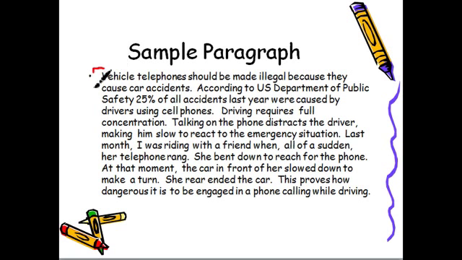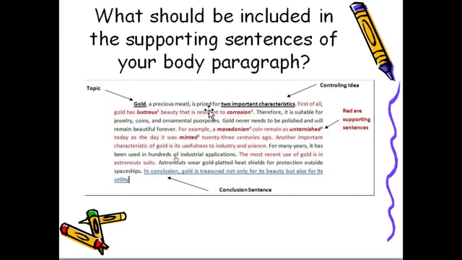As you can see from the paragraph in front of you, the topic sentence is clearly placed at the beginning. "Vehicle telephones should be made illegal because they cause car accidents." This clearly states the opinion and the claim that's being made. We expect that the author here will support this topic sentence with supporting sentences and facts, which you can see here. Notice that each one of the supporting sentences supports and reinforces the claim made in the topic sentence.